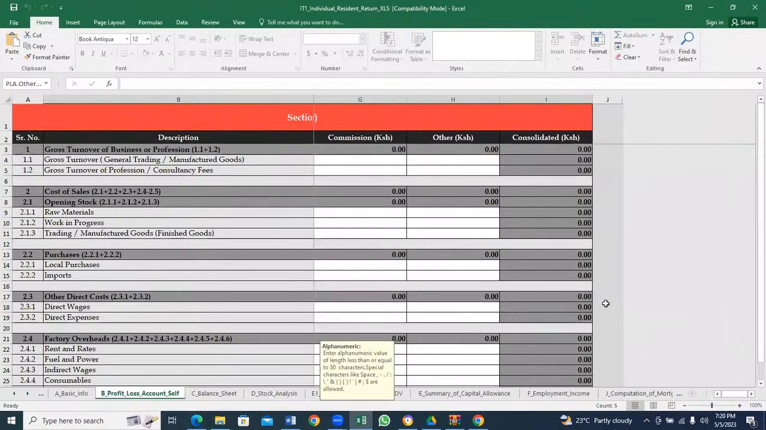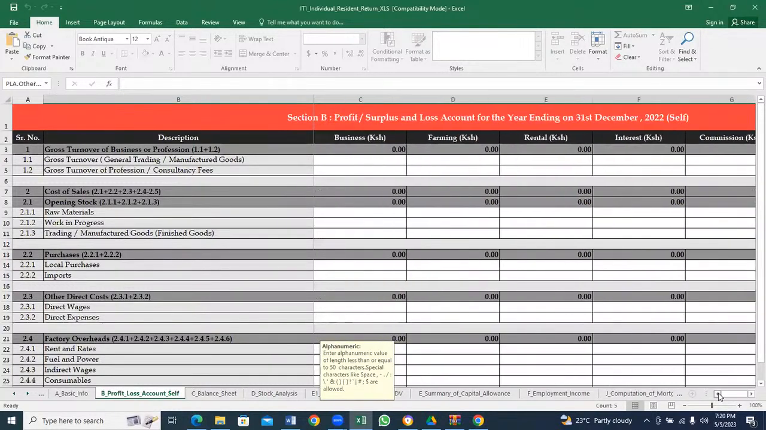So you will basically come here, you can see here under business income, this is the column you use. If the income is farming, utaijaza hapa. If the income is rental, utaijaza hapa. If the income is interest, utaijaza hapa. If the income is commission, utaijaza hapa. I hope you are following.